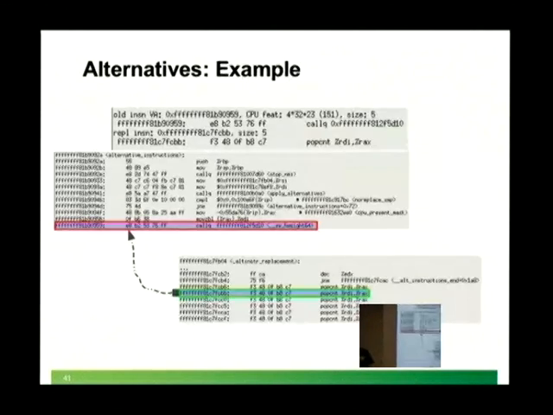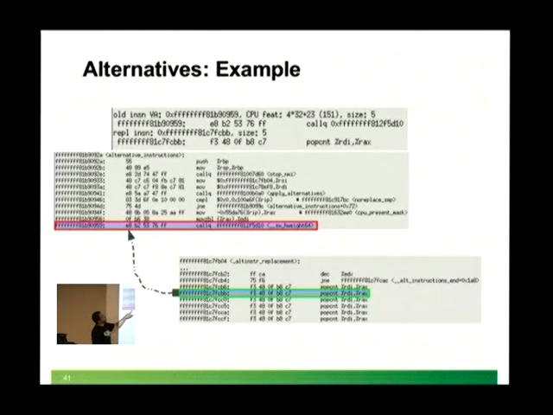So, for example, this is the offset of the instruction we computed, and it's right there. And the address of the replacement instruction is this one. And this is the section. So this is how it's done, roughly.